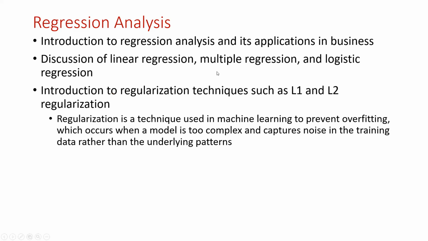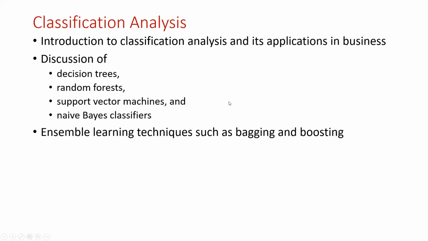Regression analysis. I told you what linear regression is, where linear models are applied like a straight line. Multiple regression is where more than two factors are used. And logistic regression, I told you, then something called regularization to prevent overfitting. L1 and L2 regularization techniques are there. Then for classification problems, we have decision trees, random forest, support vector machines, naive Bayes, and something called ensemble techniques.